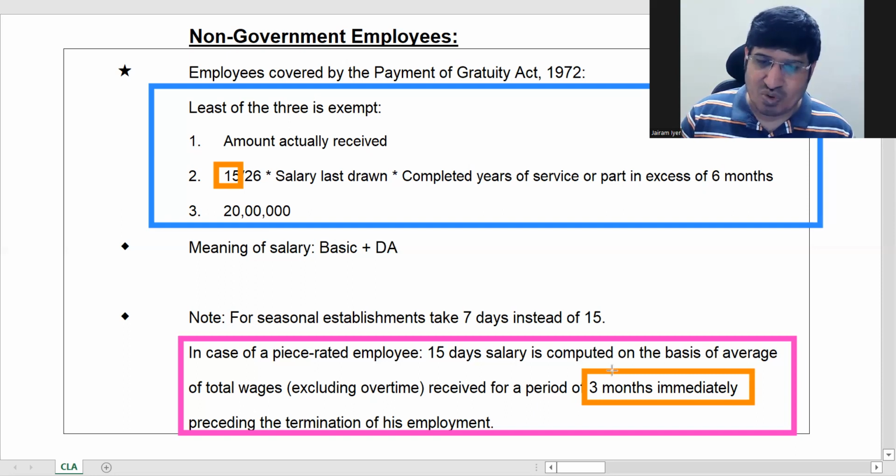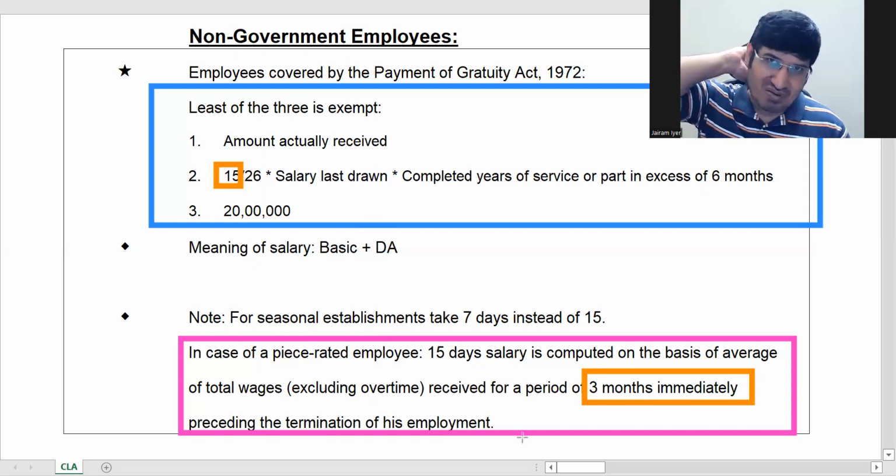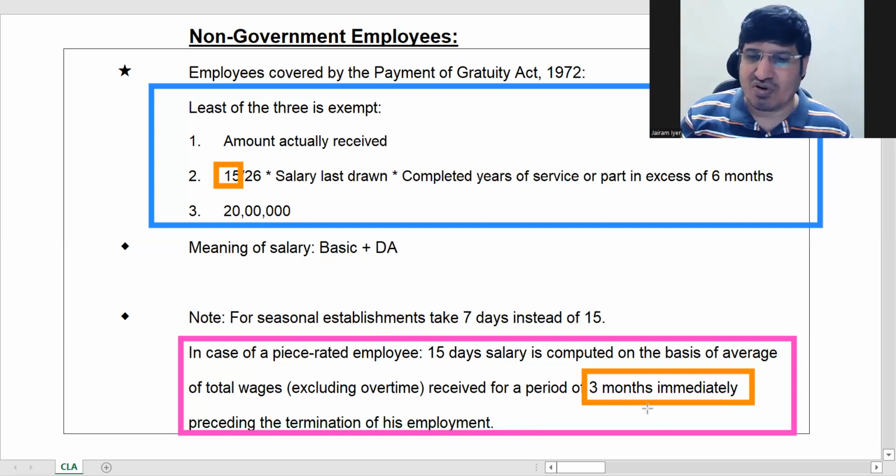Okay, so what you should do is, in case of piece rated employees, take 3 months, divide by 6, so you will get an average of 15 days, and then you will use the same formula. So this in pink, what I have shown you, this will not be asked in problems and all. You just need to know that, that's all. Computation of this 3 months will not be asked. You just need to know this.